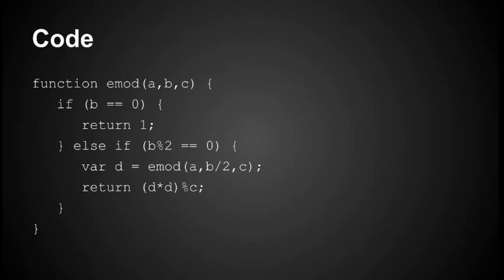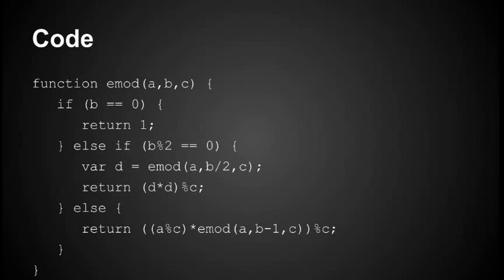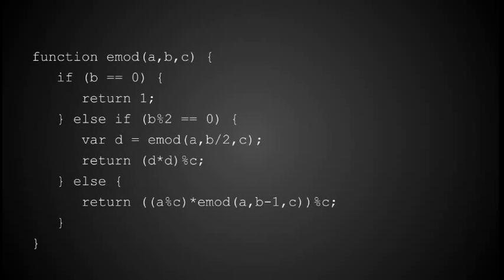And then we have one more part: the last else. This is when it's not 0 and it's not even. This is basically when it's odd. If it's odd, remember, we only break one piece off of it, and a mod c is solvable, so we don't have to send that back into recursion. But a to the power of b minus 1 isn't, so we're going to send that back. So we do emod of a, comma, b minus 1, comma, c, for when it's odd, and then we do all of that mod c, and that's pretty much it.